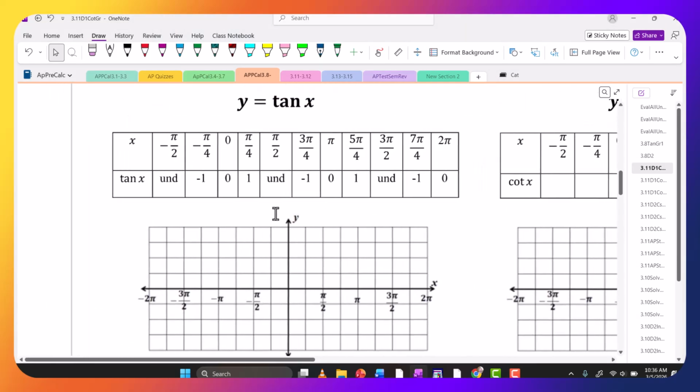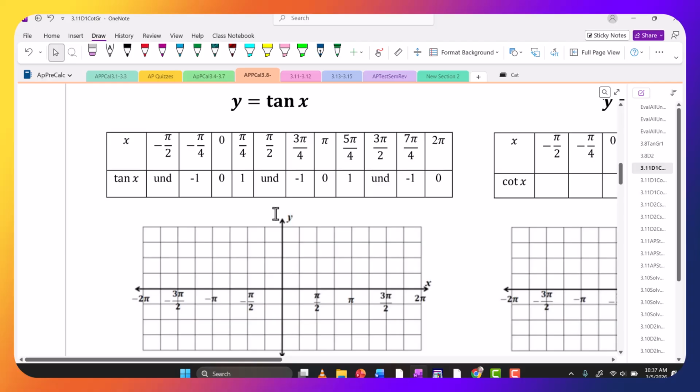Okay, tan of x. Okay, input, say it. We have the chart. Let's stop doing all of the values and talk about the most important ones, the ones we're going to graph. Tan of 0 is 0. Think about the unit circle here.